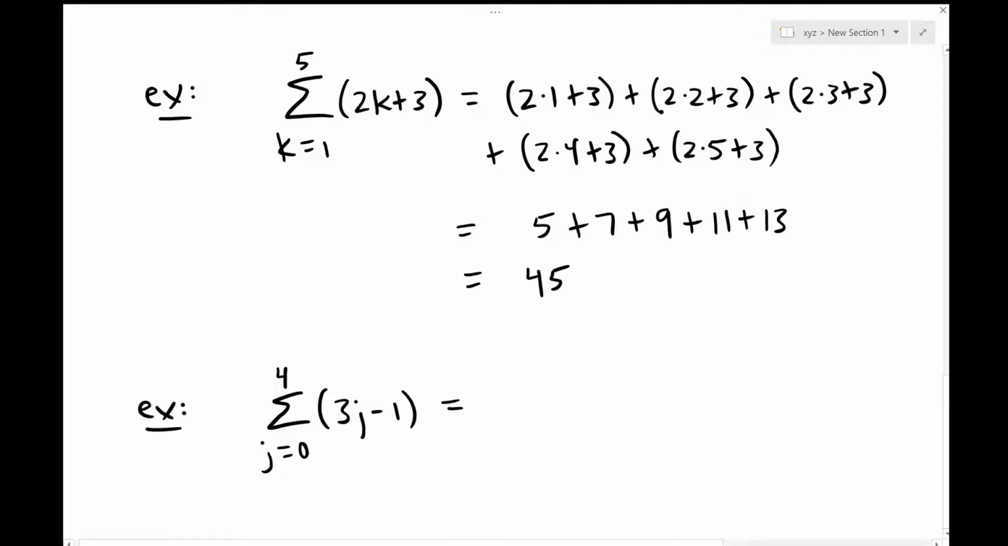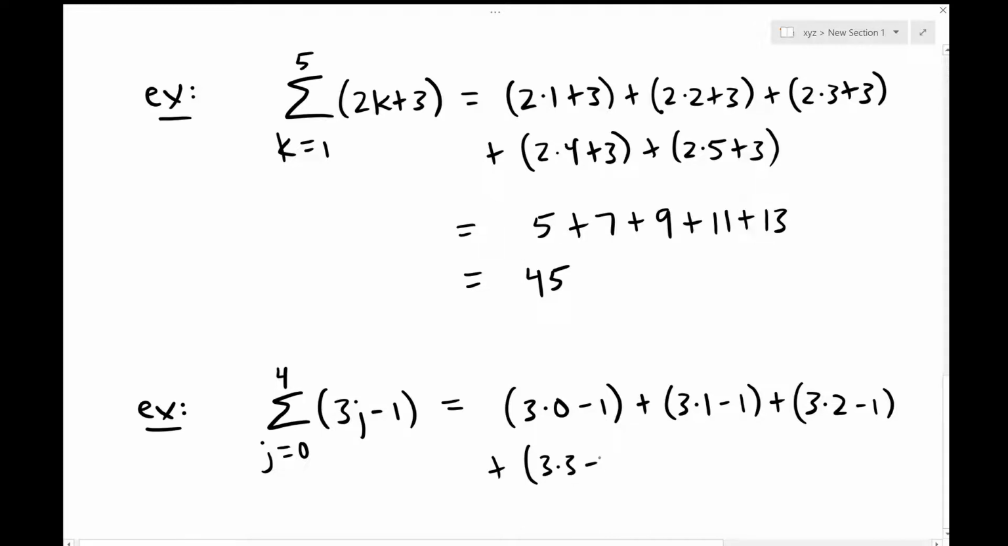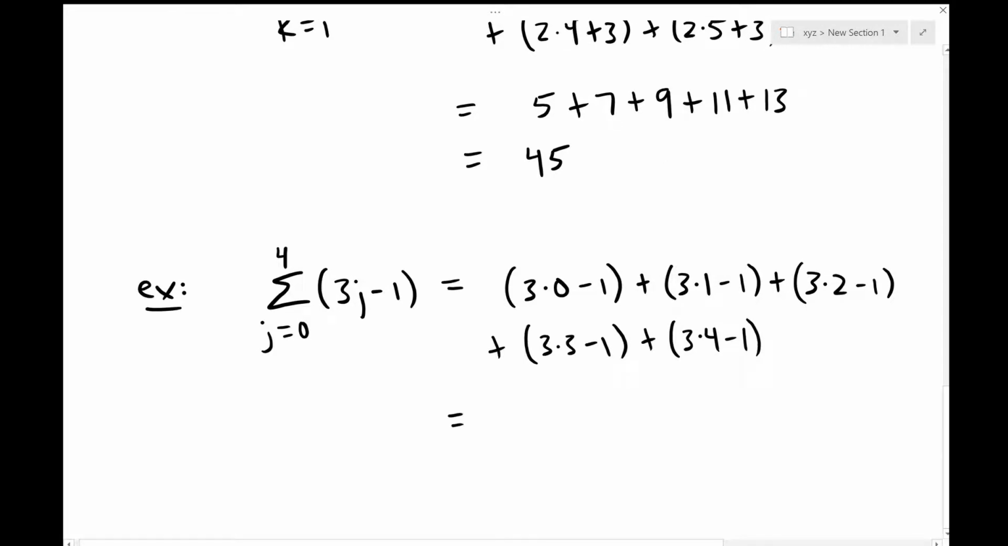So let's do that. By plugging in j equals 0, I would have 3 times 0 minus 1. Next, I plug in j equals 1, so that gives me 3 times 1 minus 1. Then we'll plug in 2, so it gives us 3 times 2 minus 1. Next, we plug in 3, so we have 3 times 3 minus 1. The last number I plug in is 4, and I know that because that's the number that I see on top of the sigma in my sigma notation. So this gives me the terms that I would have in this series. And again, I just want to simplify the results and add them together.